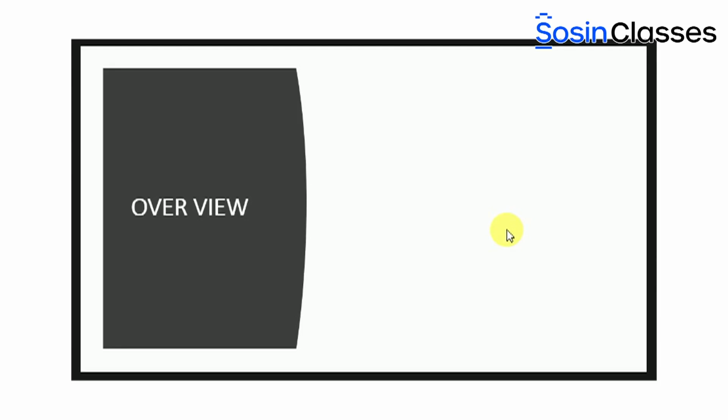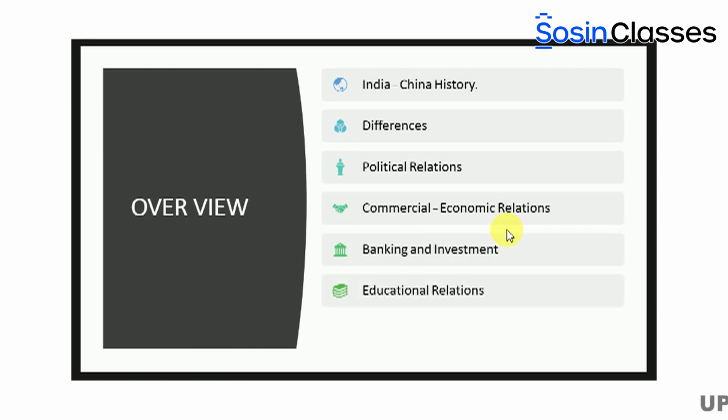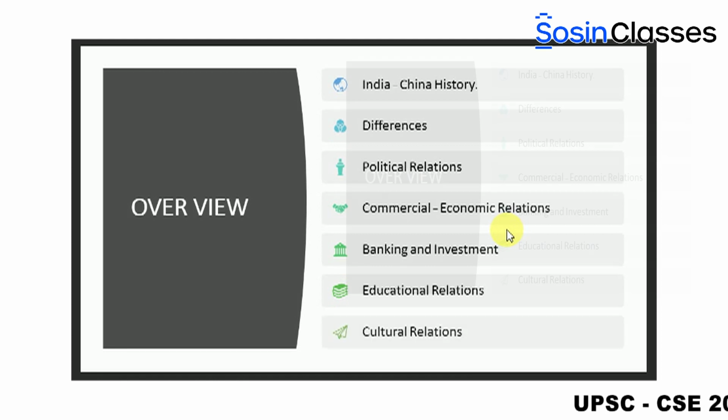Since China is a very powerful country in the world in terms of its economic power, population and size, in this lecture we will be discussing the relationship India and China had in the past, the differences between both these countries, the political relations our country has with China, the direct investments both these countries have, and the educational relations and cultural relationship.